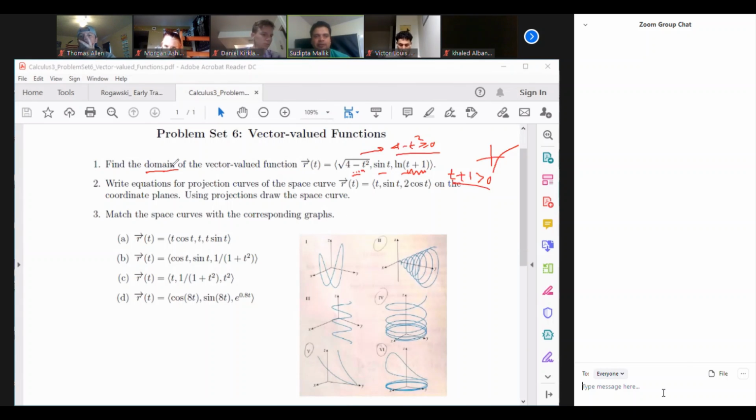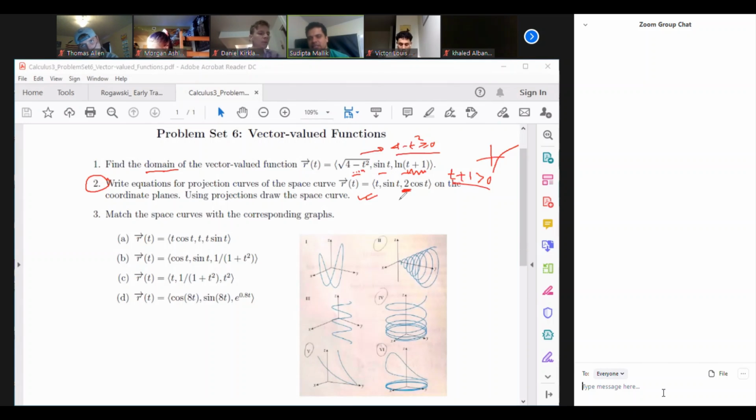And problem 2, this is like a helix, right? But the only difference is this is 2. So whatever work I have shown you for the helix will be similar. You draw the projection on the xy, yz, and zx planes, and using that, you try to draw a rough picture of the helix. It's not exactly a helix, but it should be similar.